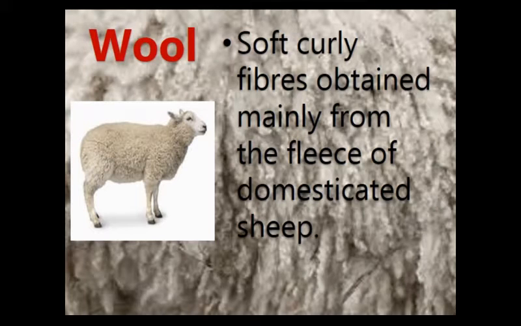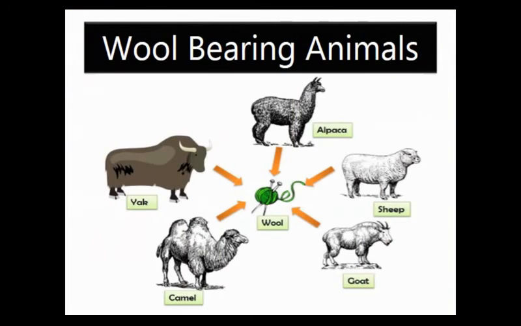Now let us start with wool. The soft curly fibers obtained mainly from the fleece of domesticated sheep is known as wool. A few examples of wool-bearing animals are yak, camel, goat, sheep, and alpaca.